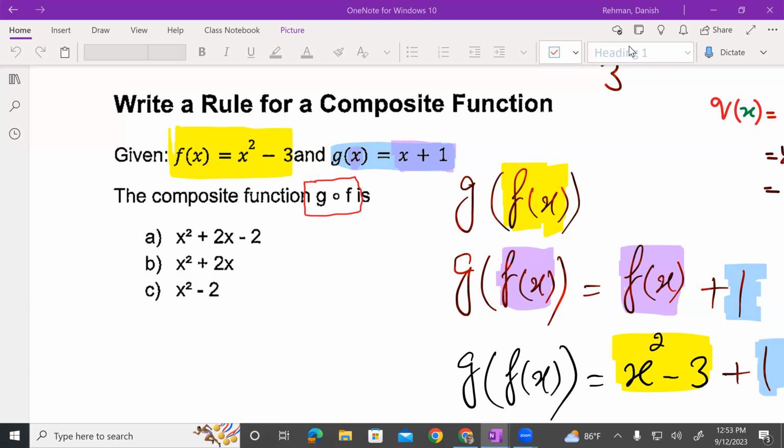Negative 2. So which of the choices provided gives me the right answer? C. C is the right choice, and that's my answer, because the final step over here gave me x squared minus 2.